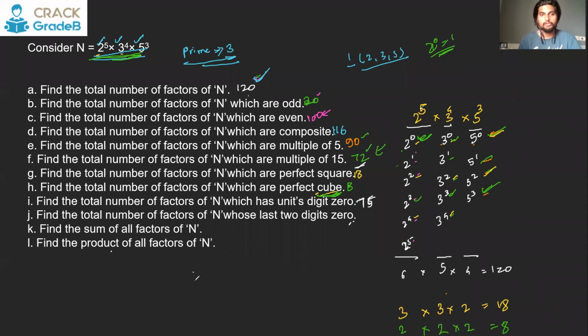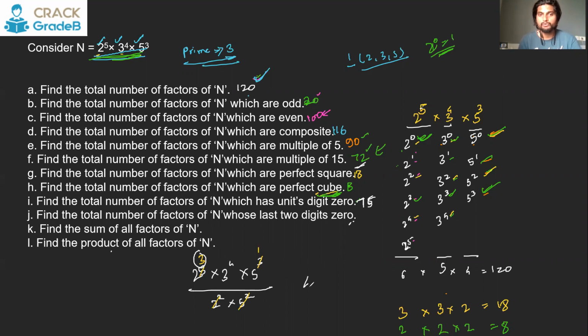So if this is the number, 2 raised to power 5 into 3 raised to power 4 into 5 raised to power 3, we have to divide it by 100. 100 means 2 raised to power 2 into 5 raised to power 2. So 2's power 2 will go off, the remaining power will be 3. 5's power 2 will go, and the only power remaining will be 1. And we have to find the number of factors of this.